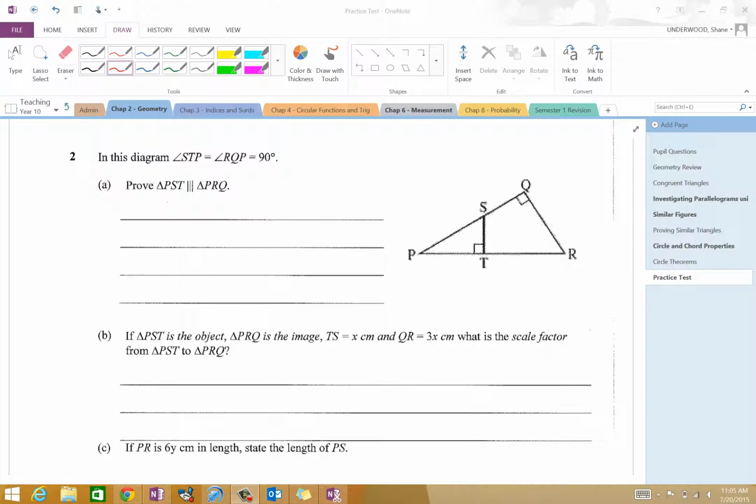Alright, so in part 2 of our geometry revision, we're going to do a couple of little proofs. Let's have a look at this though.